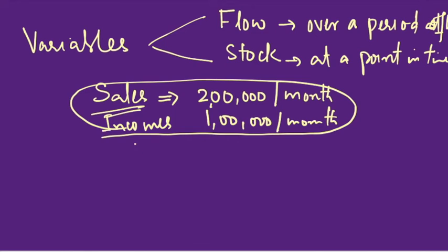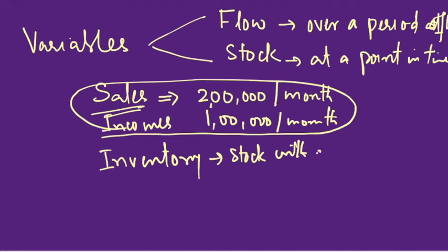On the contrary, now take the case of inventory. What is inventory? It is a stock. It is stock with a business person or a business. That is the goods, the commodities that lie in the showroom or in his godown or in his shop. So that is what we call inventory, or sometimes we call it stock.